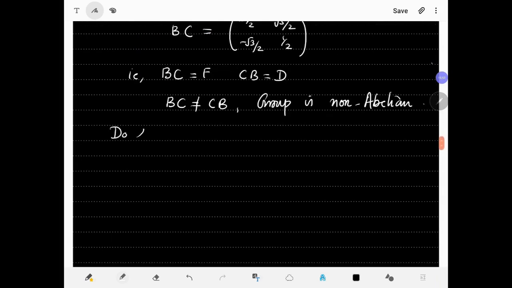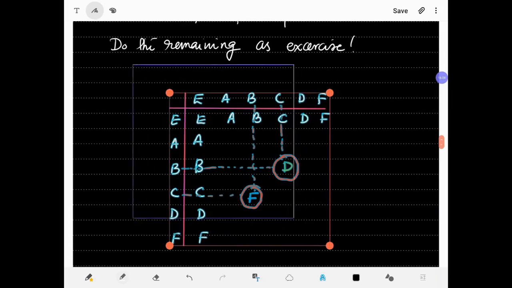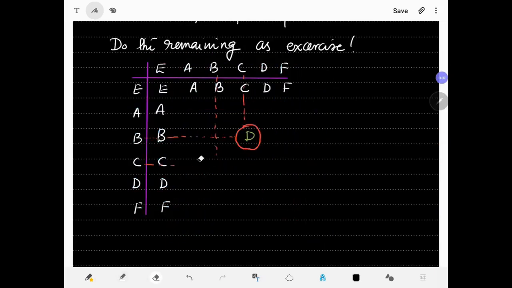Now the remaining matrix combinations, you can do as an exercise. If you have Mathematica, you can do it very quickly. You don't have to do manual calculations. Just put in that function match, and you will get the result. Now if you start filling the other elements in the group multiplication table, you are going to get a table of this kind.